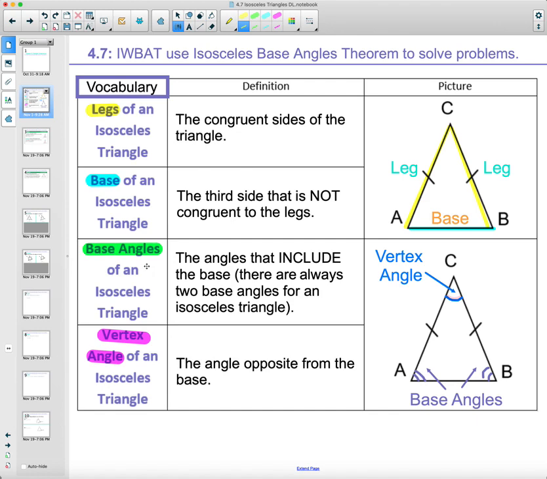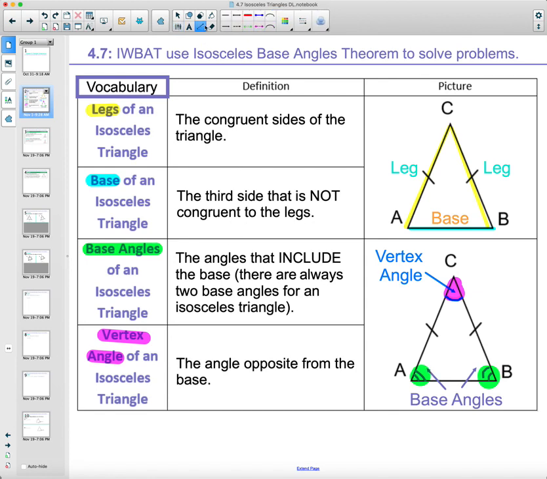And then we've got some different types of angles. We've got the base angles and the vertex angle. The base angles are the angles on either side of your base. Remember this bottom side AB was the base. So the base angles are the two on either side of the base. And then the vertex angle is the one between the two congruent legs, or the one that is not one of the base angles.